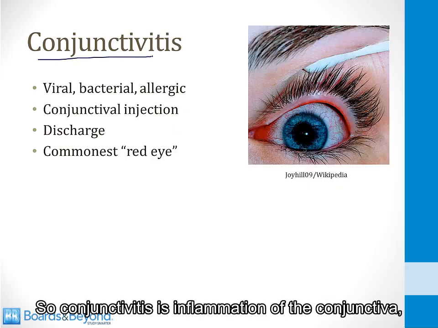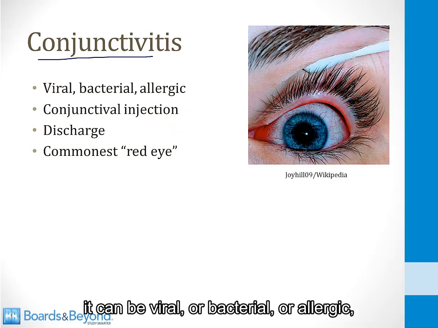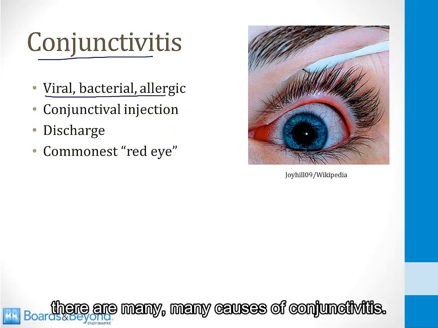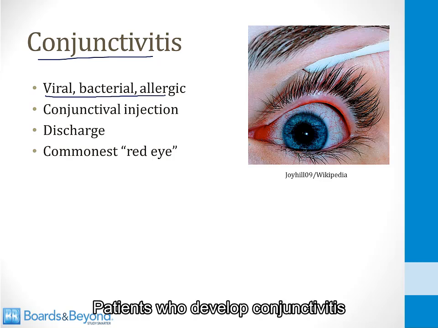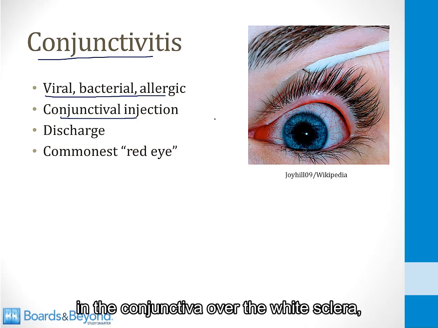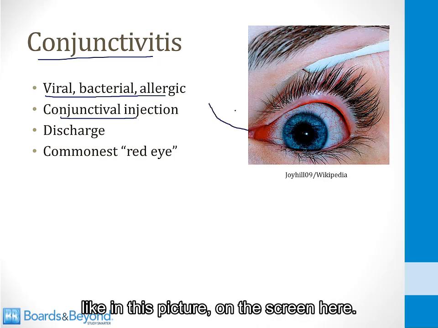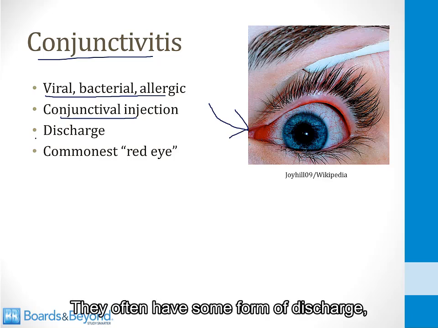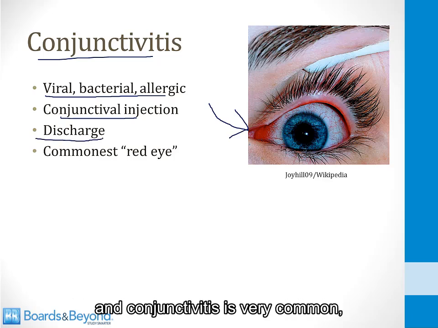So conjunctivitis is inflammation of the conjunctiva. It can be viral or bacterial or allergic. There are many, many causes of conjunctivitis. Patients who develop conjunctivitis develop injection of their eye. This means you can see blood vessels in the conjunctiva over the white sclera, like in this picture on the screen here. They often have some form of discharge, and conjunctivitis is very common.